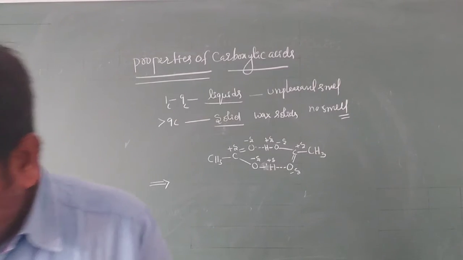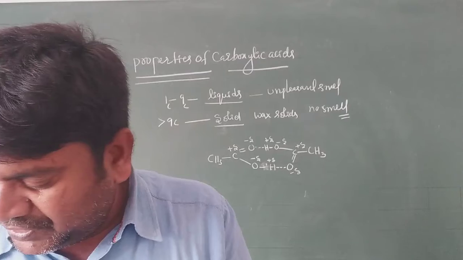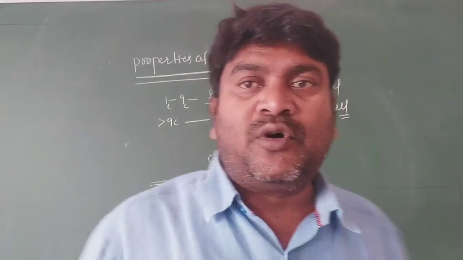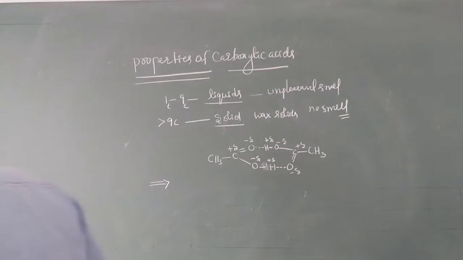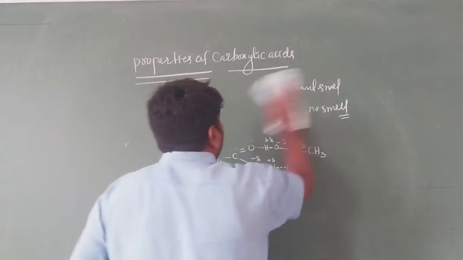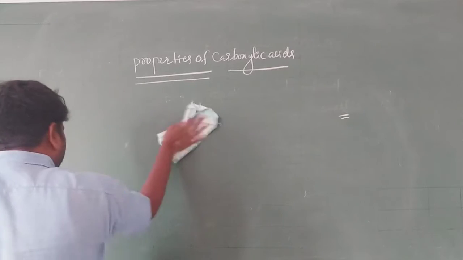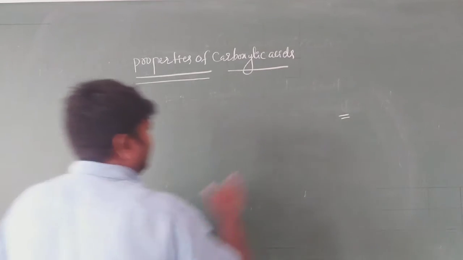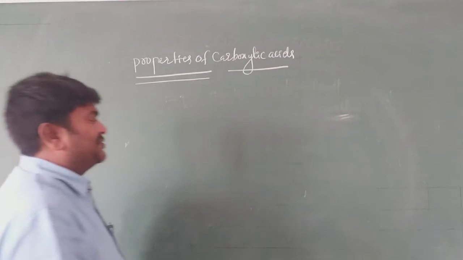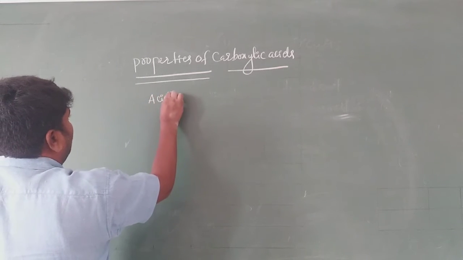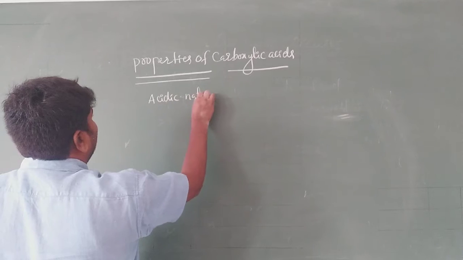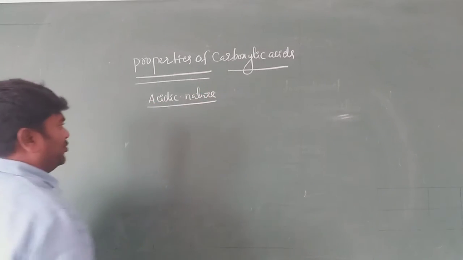Next one, acidic nature of carboxylic acid. We have to explain this one. Acidic nature of carboxylic acid. See here, this is a very important concept. Acidic nature. Very important, my dear students.